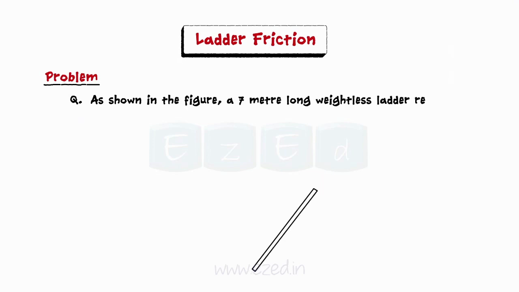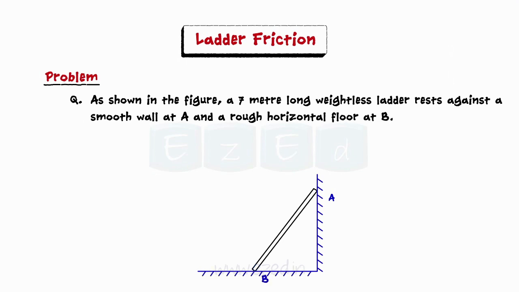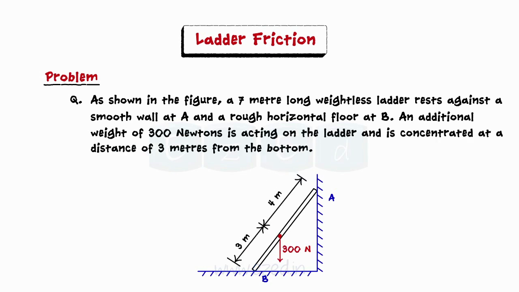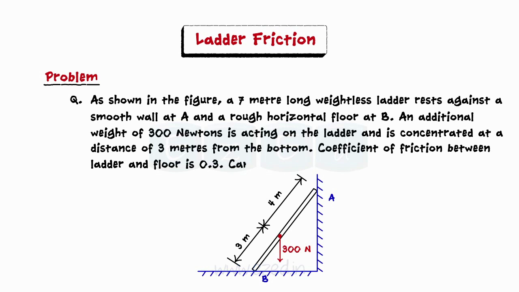Let us now consider this problem. As shown in the figure, a 7-meter long weightless ladder rests against a smooth wall at A and a rough horizontal floor at B. An additional weight of 300 newtons is acting on the ladder and is concentrated at a distance of 3 meters from the bottom. Coefficient of friction between ladder and floor is 0.3. Can the ladder stand in a 60-degree position as shown?